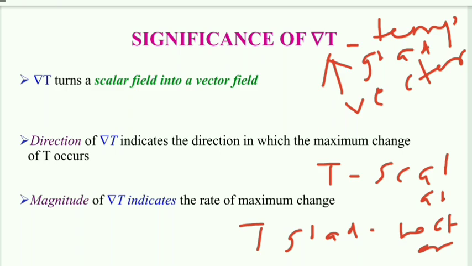So what we understand from this gradient operator is that gradient is a vector. It has both magnitude and direction. The magnitude of the gradient indicates the maximum rate of change of the parameter, here the temperature. Similarly, the direction of the gradient indicates in which direction that maximum rate of change occurs.